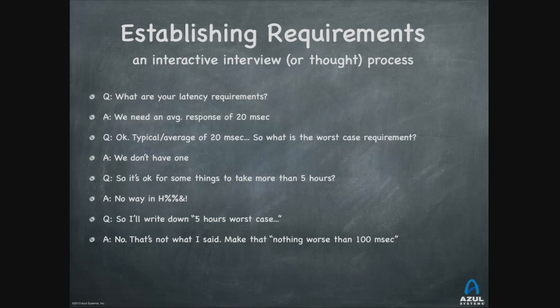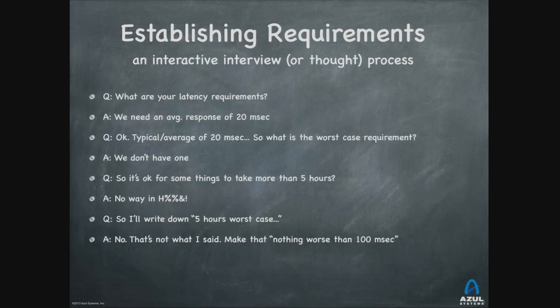The question was, how often do I get a worst case that needs to be 20 milliseconds? I get that a lot. And by the way, there are a lot of systems where they want much better than that. Like FX trading. If you stall for 20 milliseconds, you just lost a lot of money.